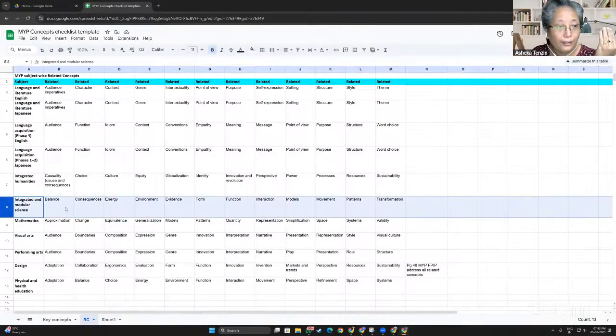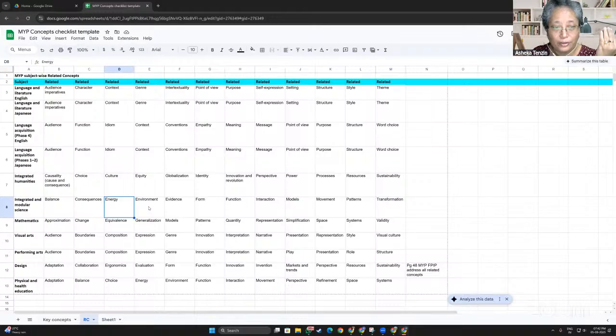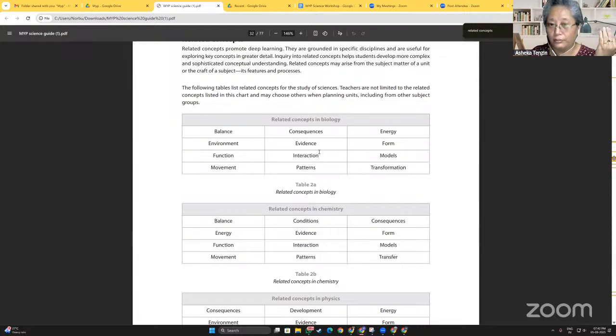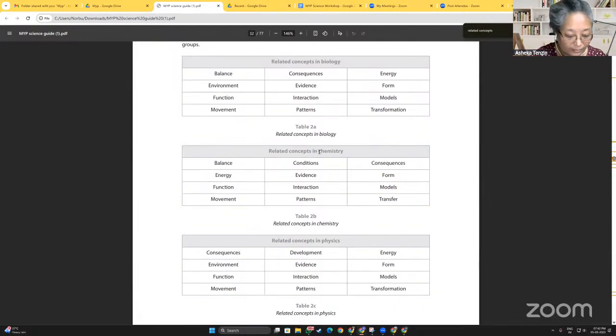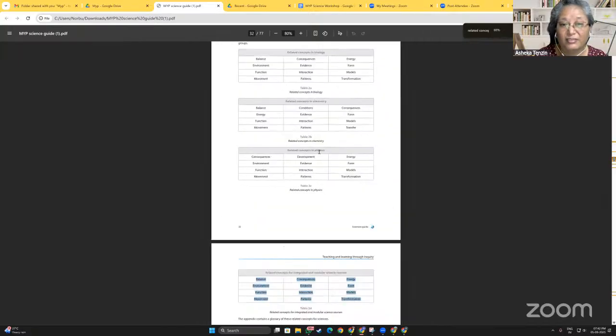But if I look at balance, consequence, energy, environment, and if I compare, balance is there in biology, it's there in chemistry, but there is no balance in physics. Environment is there in biology, it's there in chemistry, it's not there in physics. Can you see? Yes, ma'am. So the related concepts are missing.